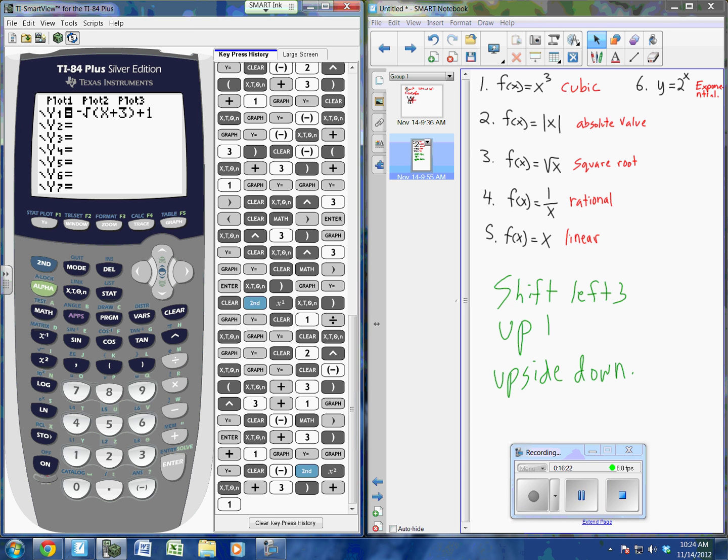Square root of x plus 3 plus 1. Now, you guys, right here, just remember, inside the function shifts it left and right. Outside the function shifts it up and down. So the x plus 3 is inside the function. You're taking the whole square root of that. Okay, and if we graph it, that's what it looks like. That's what your graph should look like.